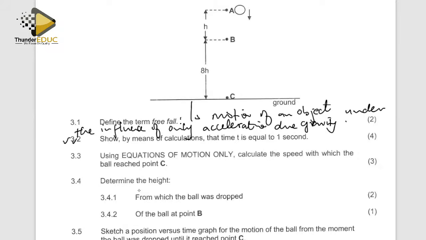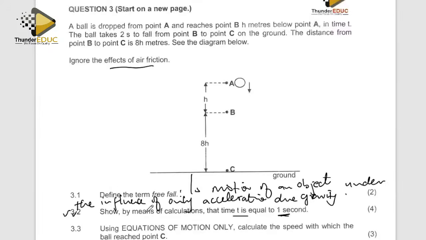Okay, then 3.2: show by means of calculations that t is 1 second. Perfect. I love such questions where they even give us the answers. No? We can never go wrong there. Okay, so for us to show that, I'll have this as my displacement.